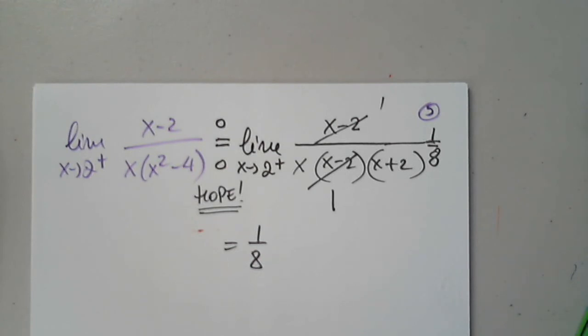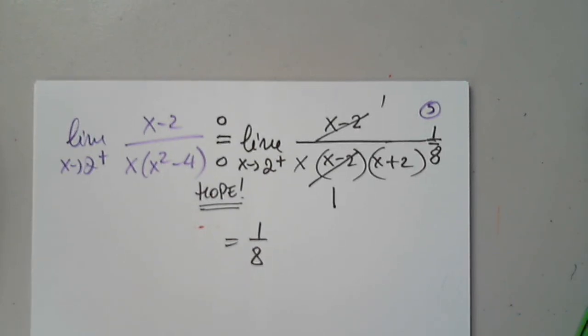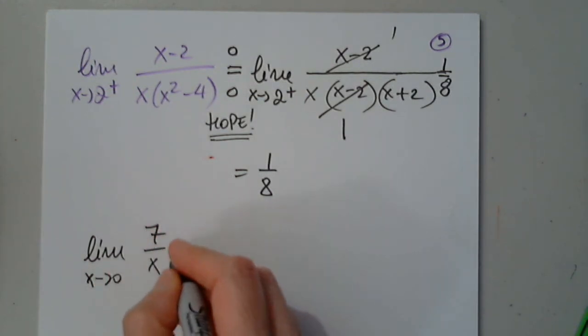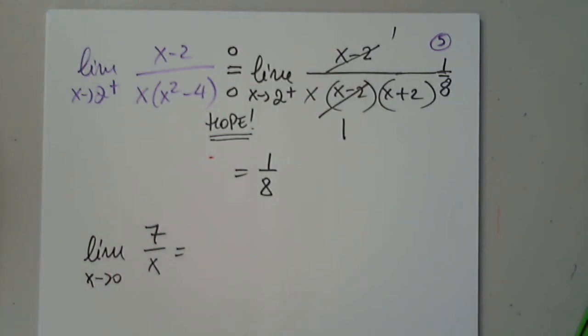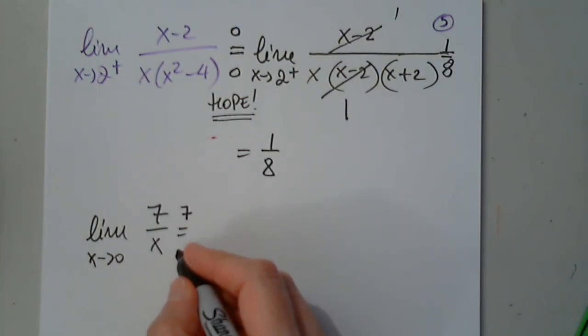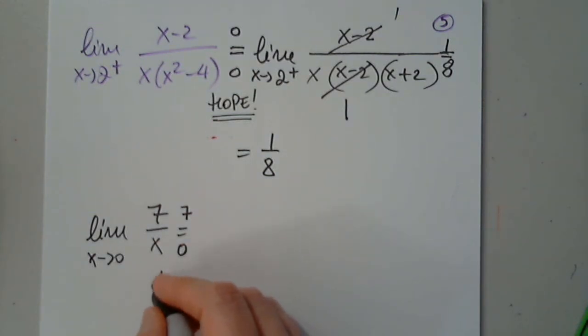Anyone else have questions on this? Okay, let's look at 22. We have the limit as x approaches 0 of 7 over x. Perfect. We're asked to find this limit. What will be the first step? Plug it in. Yes, the numerator goes to 7 and the denominator goes to 0. Trouble.